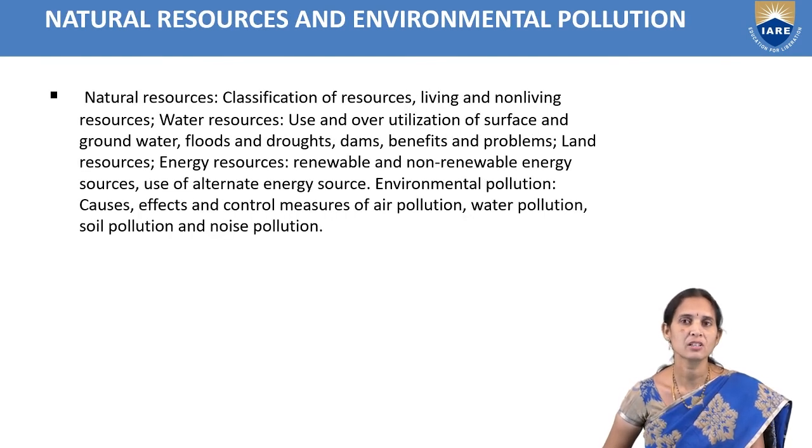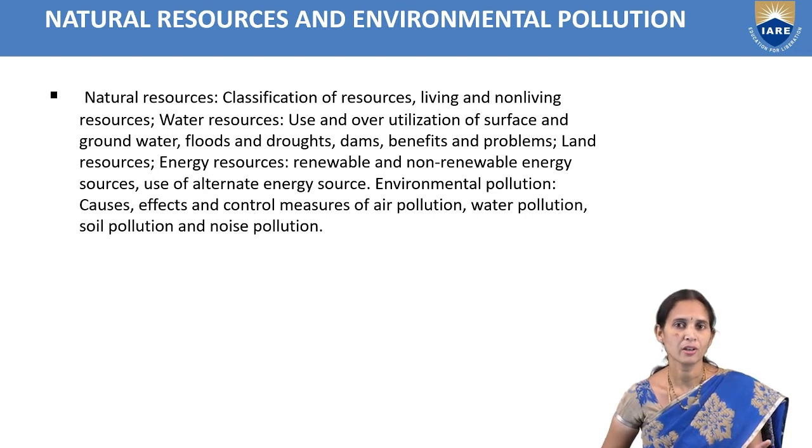Next, module 5, natural resources and environmental pollution. Under natural resources, we are going to discuss classification of resources, living and non-living resources, renewable and non-renewable resources, water resources, land resources, energy resources, and alternate energy resources, and then environmental pollution, different types of pollution: air pollution, water pollution, soil pollution, and noise pollution. So these are the 5 modules we have in the chemistry course.